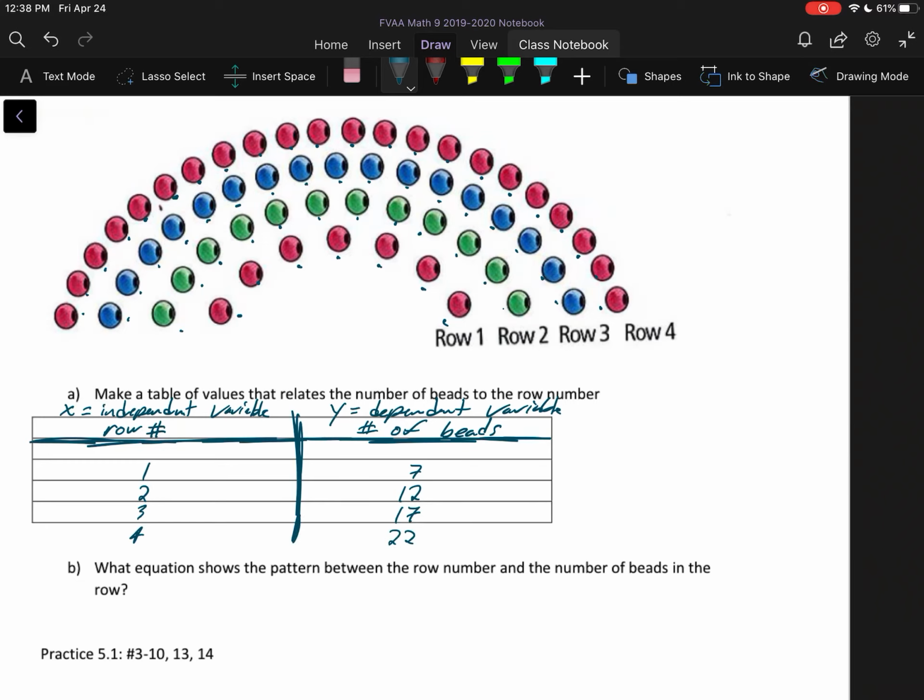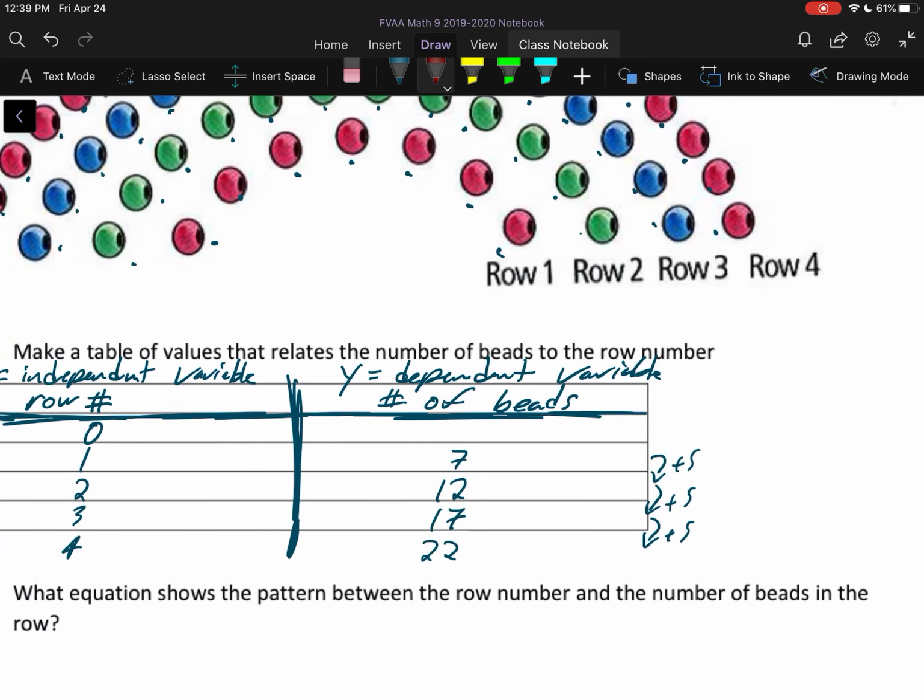All right. So here, as the row numbers increase by 1, they're increasing by 5 beads more for each row. Okay, meaning that at row 0, how many beads would you have? Because we need that initial value to solve for our b value in our equation. So at row 0, we would have 2 beads.